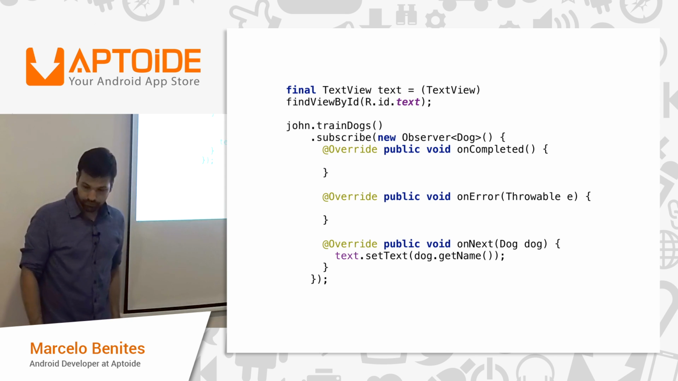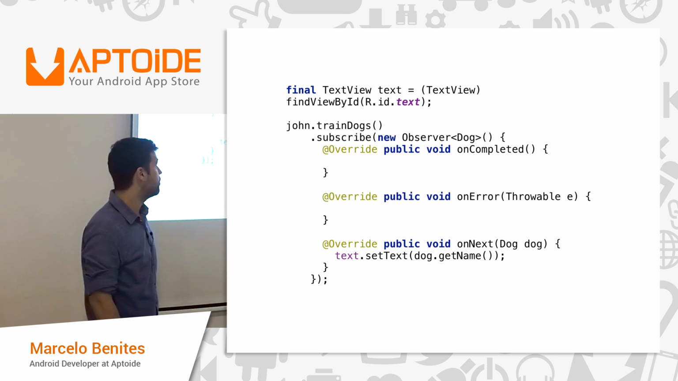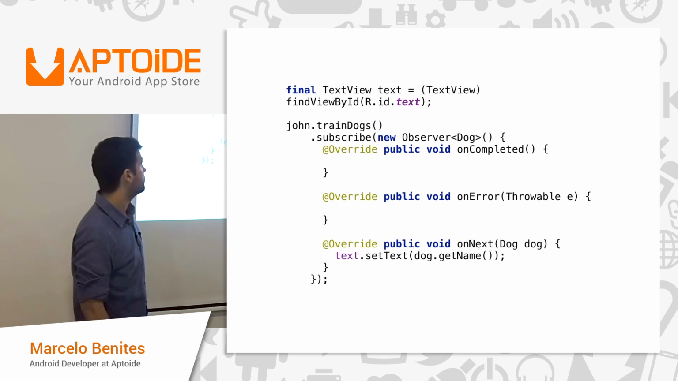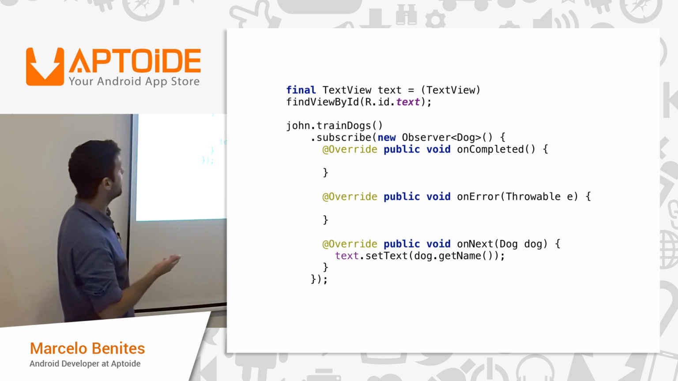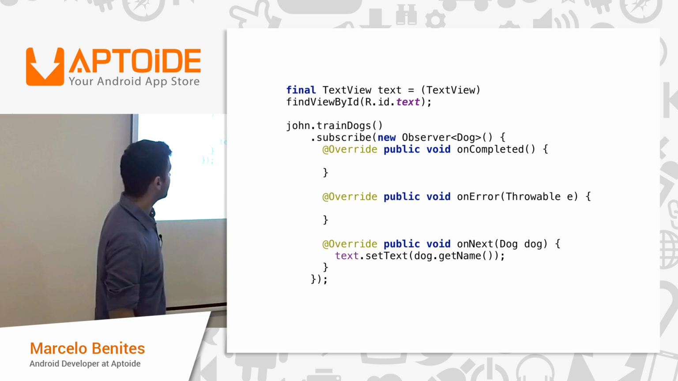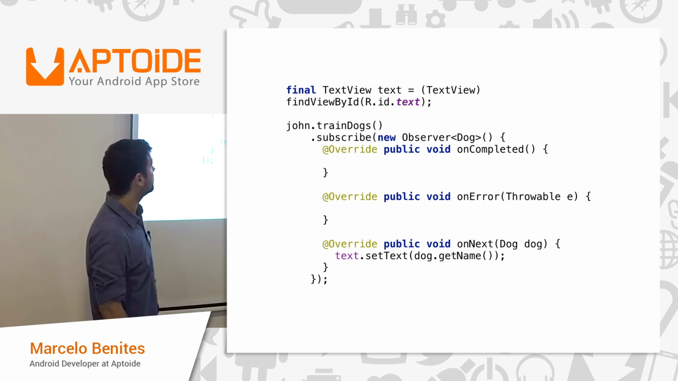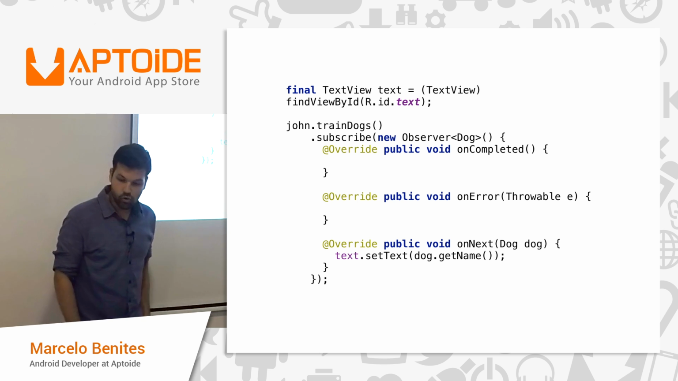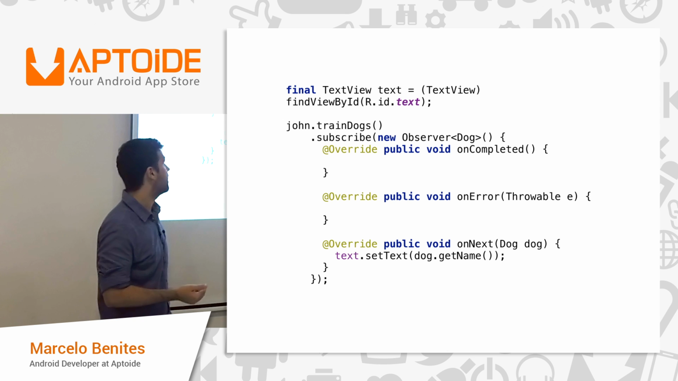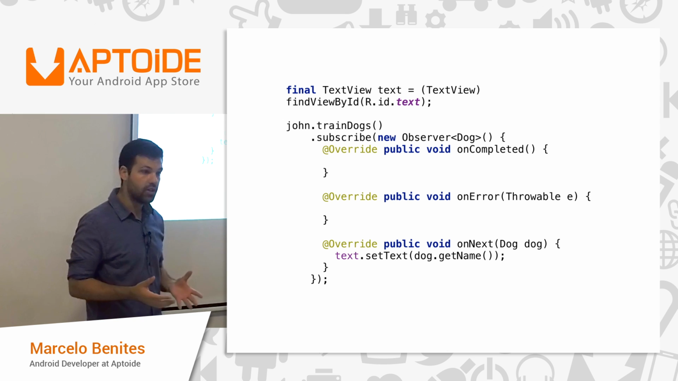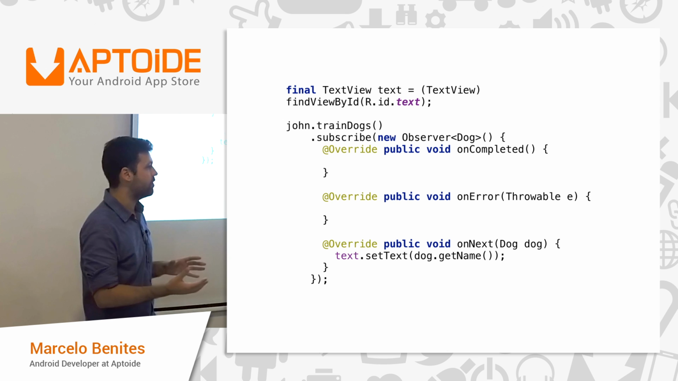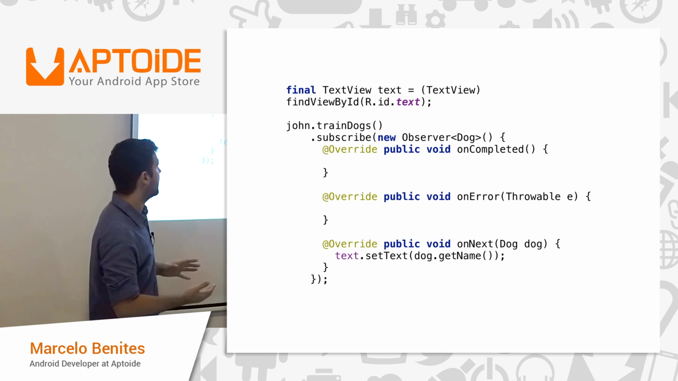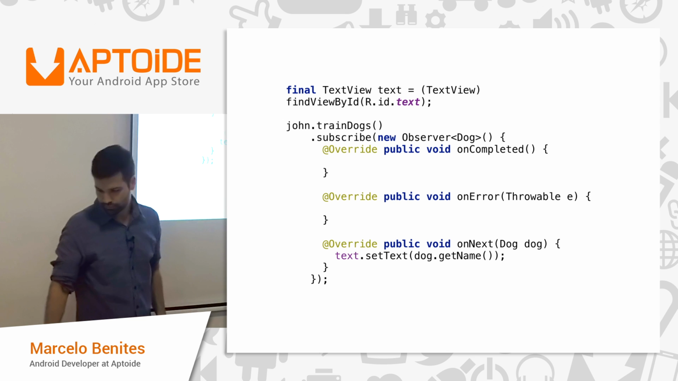So a different example. We have a view, a text field, and we want to set the text with the name of the dog. So here we'll start to listen to our trained dogs and then set the text. But we have a problem here because, like I told you, we are not sure in which scheduler trained dogs is operating. We don't know. But we know that in Android, we have to be in the main thread to modify the views. So when we set the text, we have to be sure that we are in the main thread.